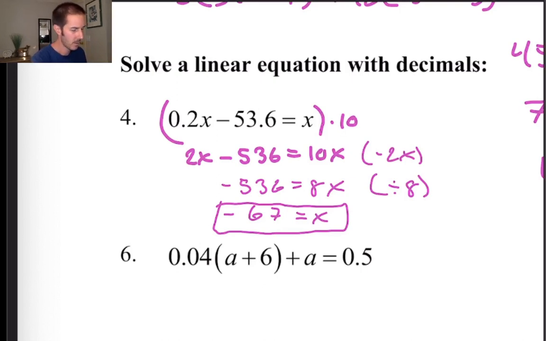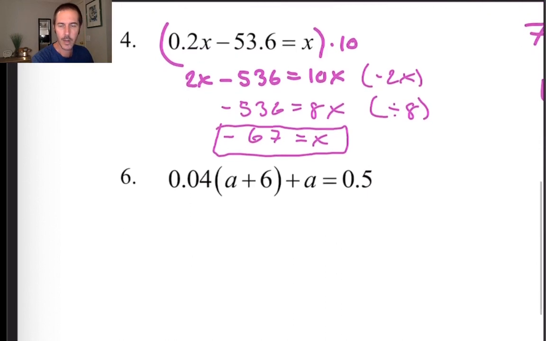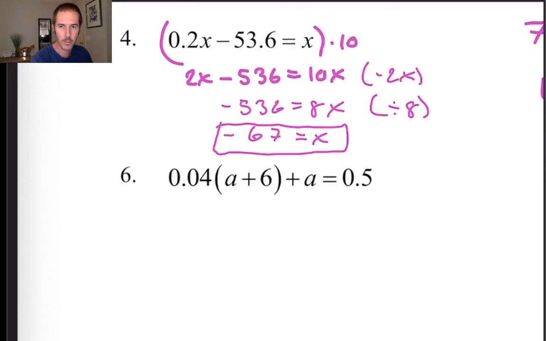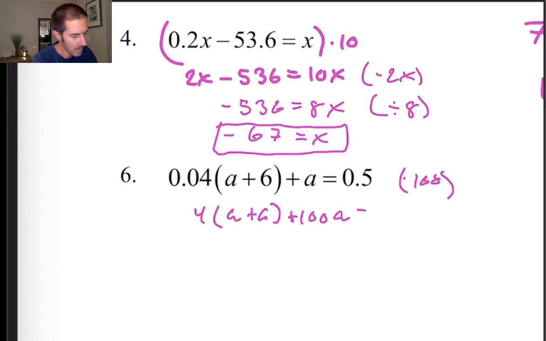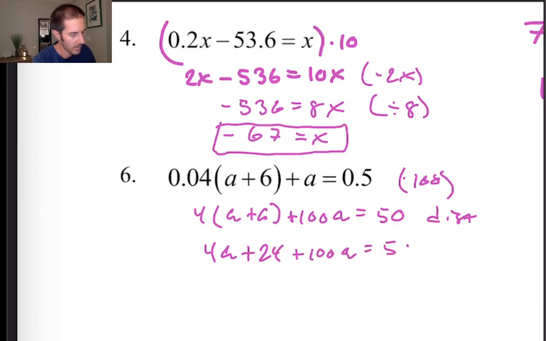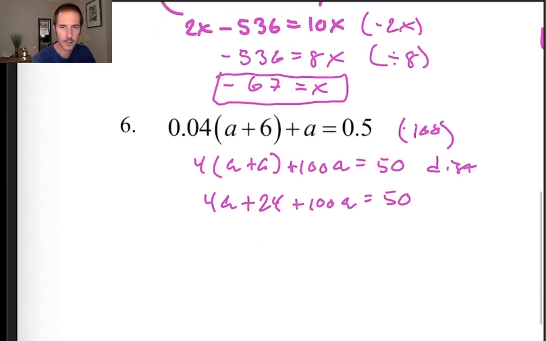It's dangerous. In the next problem, I would multiply both sides by 100 in order to move that decimal point to the right 2 places. So let's do that times 100. That's going to turn that into a 4. We still have the a plus 6. This is going to turn into a 100a, and the right-hand side turns into a 50. Then I'm going to distribute: 4a plus 24 plus 100a equals 50. And then we'll combine like terms on the left-hand side.